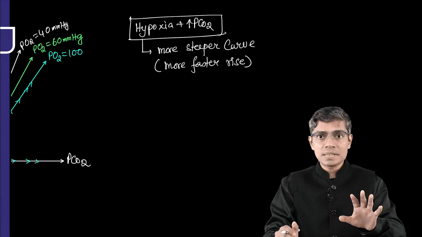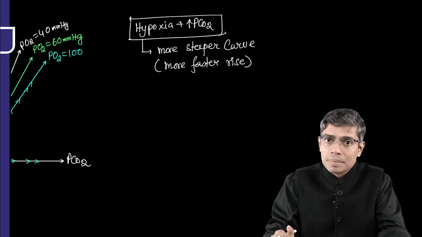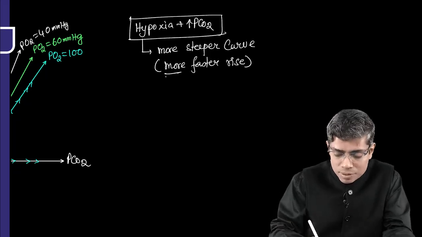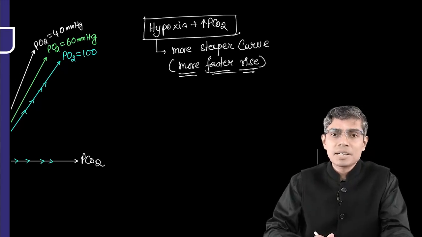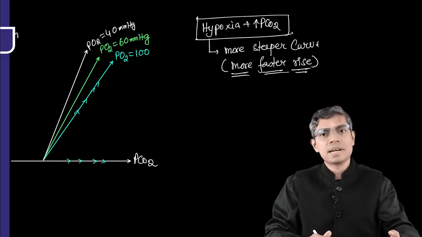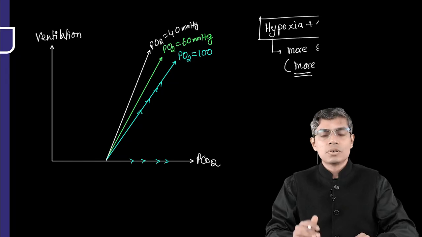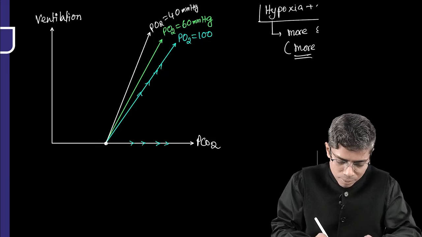It means the carbon dioxide stimulus is there, but in the presence of hypoxia the receptors are becoming more sensitive, and that's why hypoxia along with hypercapnia is stimulating your ventilation to a more severe, faster level, right? So this is the meaning of this curve. You can find that all these curves are meeting at a single point. What is the name of that point?